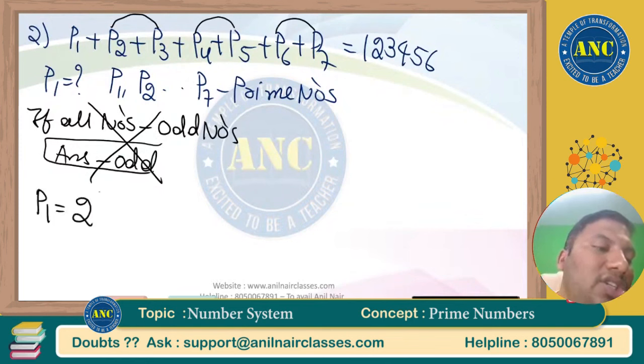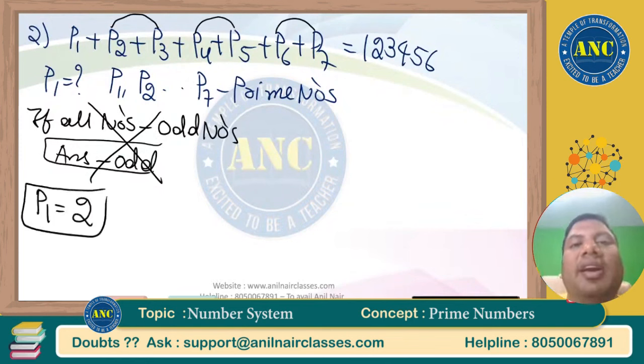What is the smallest prime number that is even? The answer is nothing but 2. Very, very easy if you do it right. Only the value of P1 is required. P2, P3, P4, P5, P6, P7 may take any other value.